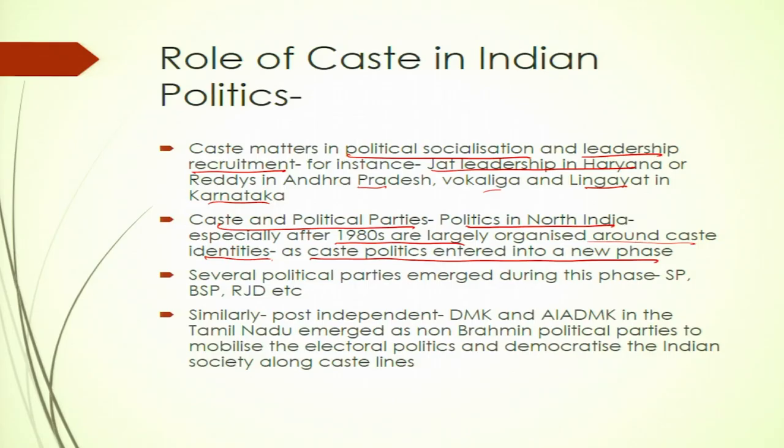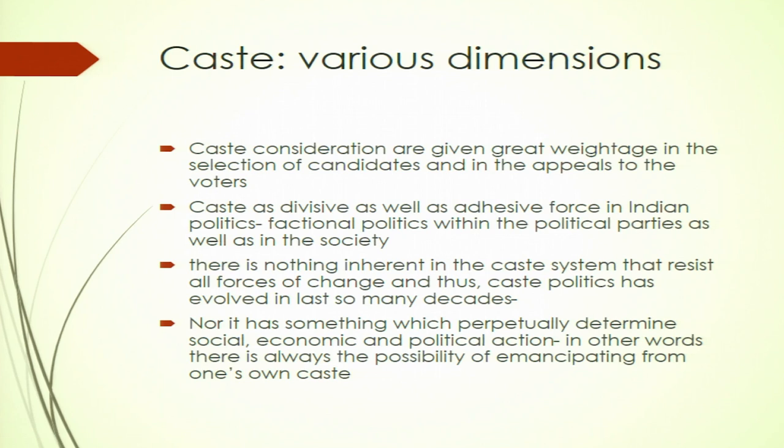Thus, we can safely divide the whole issue of caste and politics in the Indian context into independence to the 1960s, the 1960s to the 1980s, and the 1980s onward till 2014. Similarly, in post-independence India in the South, we have the DMK and AIADMK playing a significant role in Tamil Nadu as representatives of non-Brahmin political groups, and they mobilized electoral politics and the democratization of Indian society along caste lines. Now it is important to understand that caste has various dimensions. Caste considerations are given weightage in the selection of candidates and in appeals to the voters.